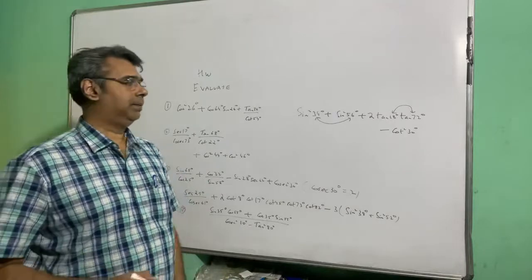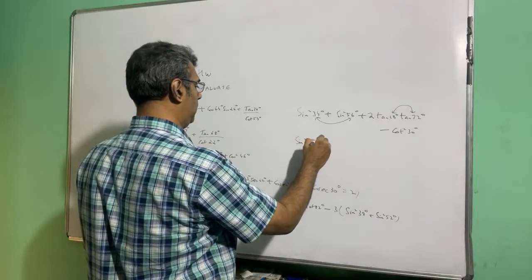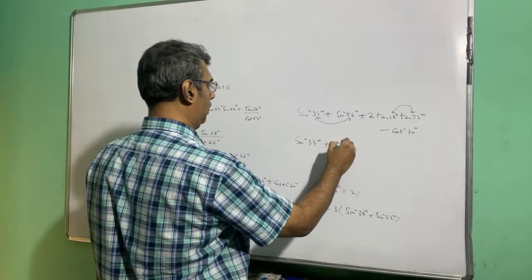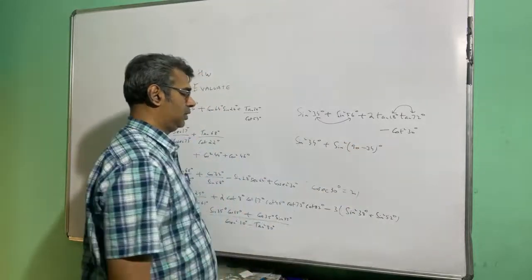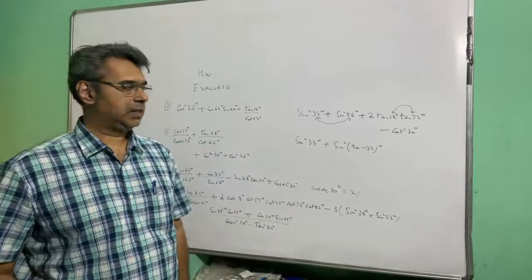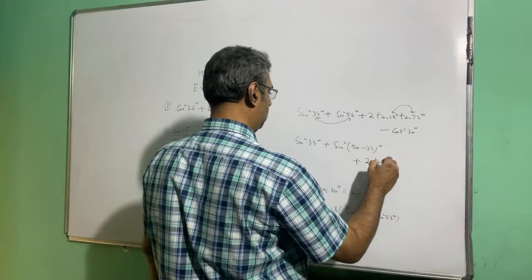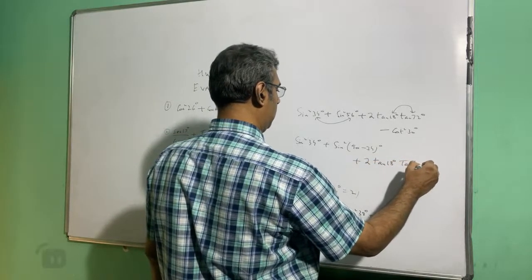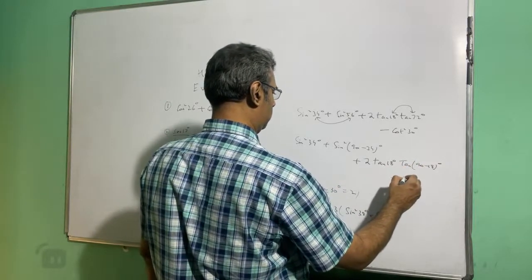Once you have identified the pair, what you will have to do is, in a pair, one of them you have to change, and the other one you don't have to change. So sin square 34 I am not changing, but sin square 56 I am changing. So that is always the rule. In a pair you have to change one and you have to leave the other one alone.